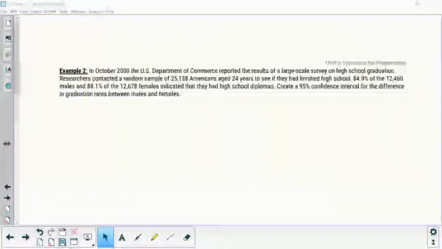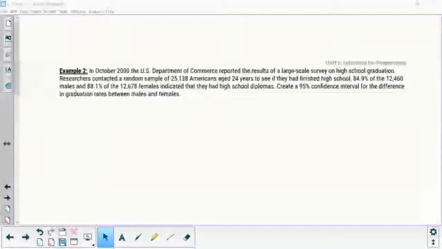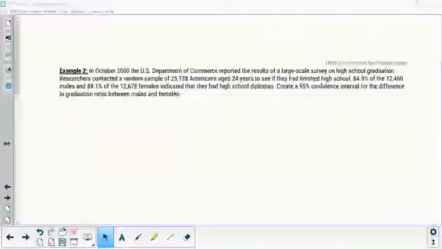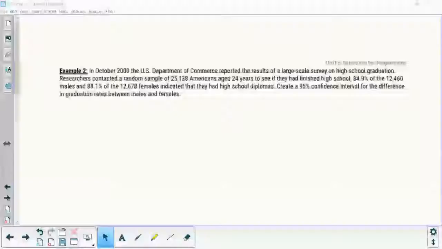Okay, example 2. In October 2000, the U.S. Department of Commerce reported the results of a large-scale survey on high school graduation. Researchers contacted a random sample of 25,138 Americans aged 24 years to see if they had finished high school. 84.9% of the 12,460 males and 88.1% of the 12,678 females indicated that they had high school diplomas. Create a 95% confidence interval for the difference in graduation rates between males and females.